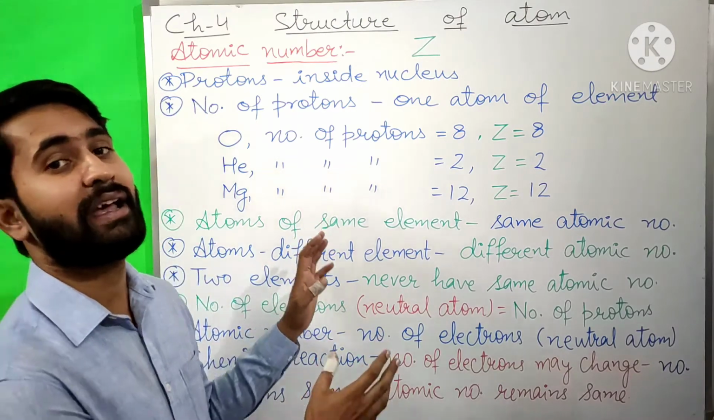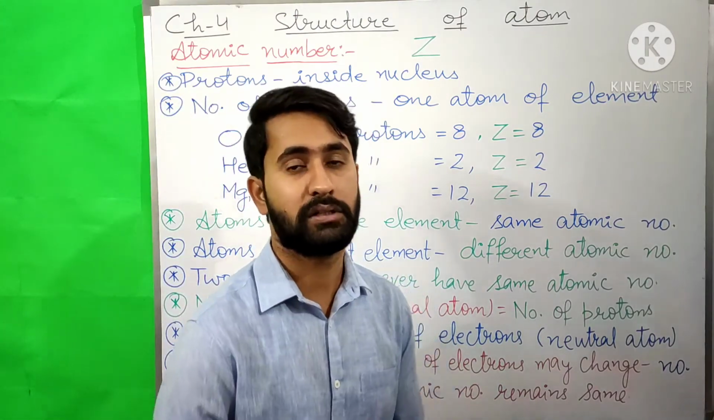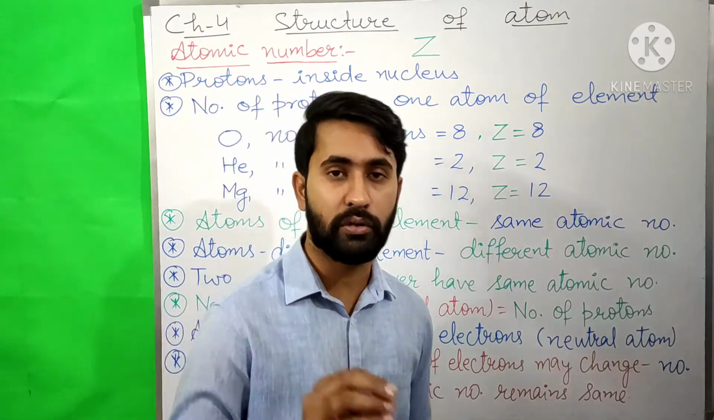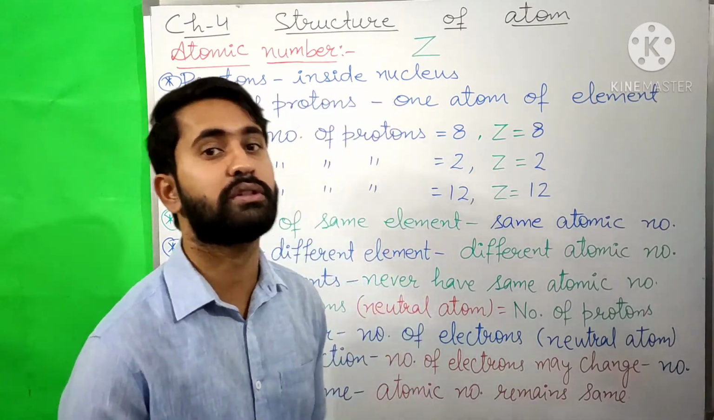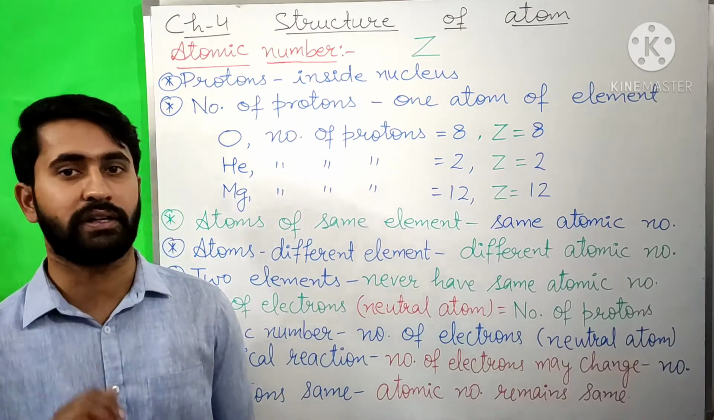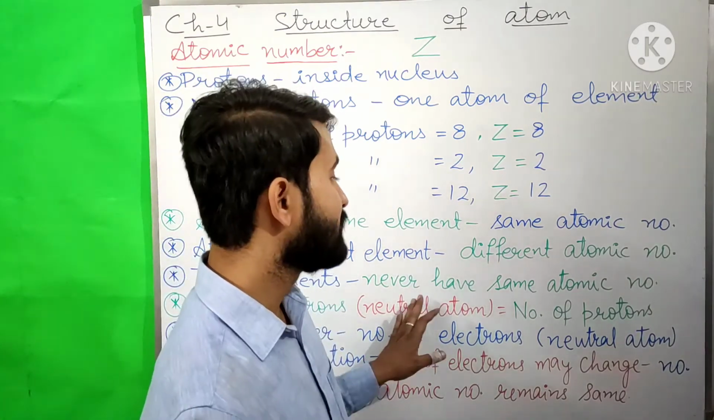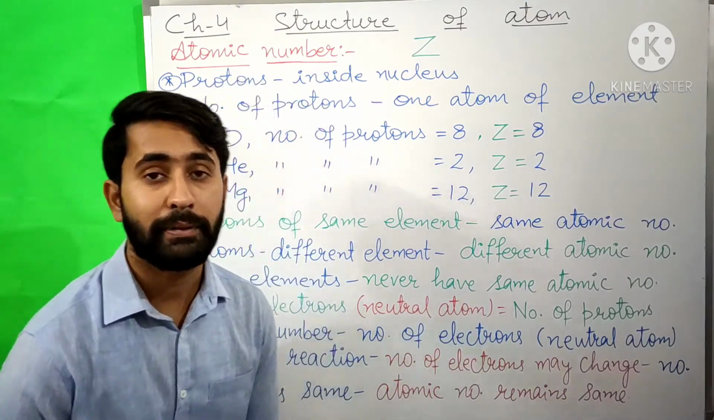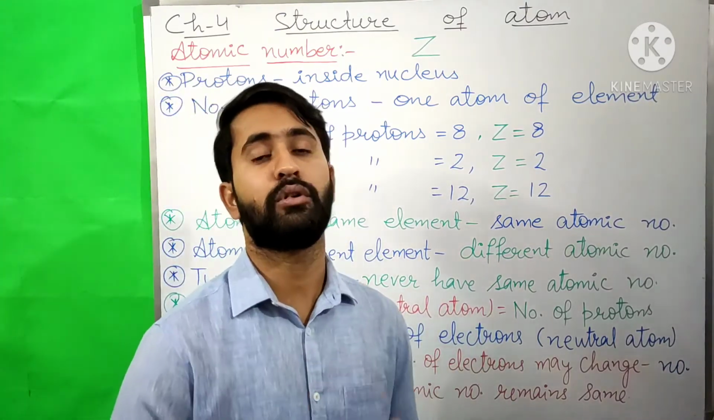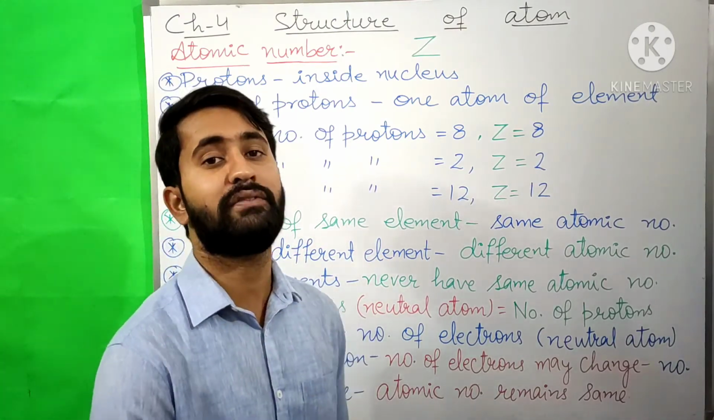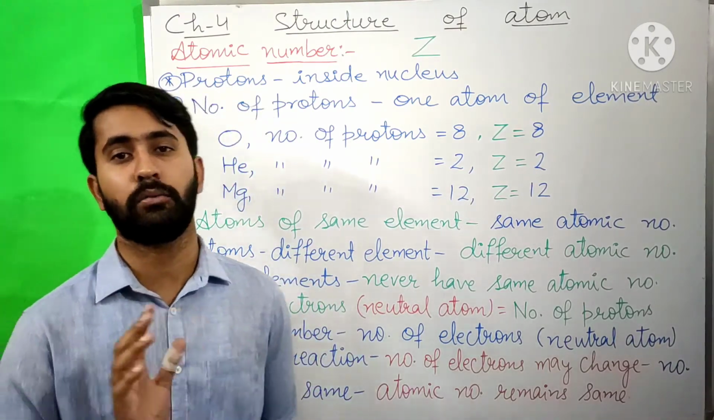That's why they are having different atomic numbers, because they all are different elements and the number of protons in them is different, so their atomic number is also different. Two different elements can never have the same atomic number, because the number of protons in different elements is different, so they will never have the same atomic number.